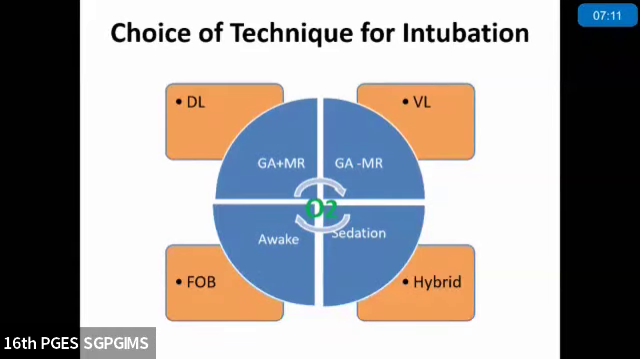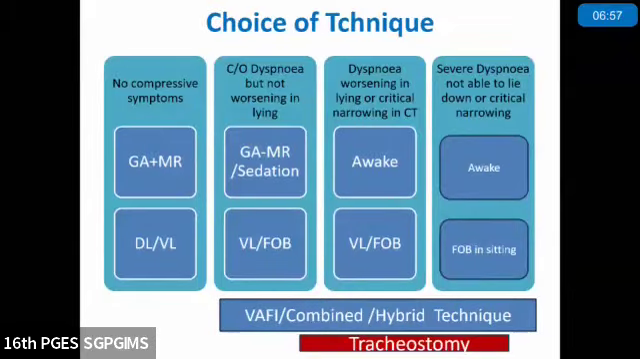There are various techniques which are available for managing airway in thyroid cases. So it may be direct laryngoscopy, video laryngoscope, flexible fiber optic intubation, or hybrid technique. So the choice of technique will depend on the presence of compressive symptoms and worsening while lying down. So if patient doesn't have any compressive symptoms, which we discussed earlier, we can straightaway go with the general anesthesia with muscle relaxant and intubation with direct laryngoscopy or video laryngoscope.